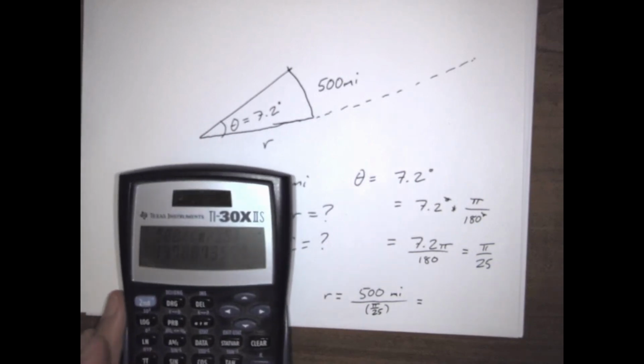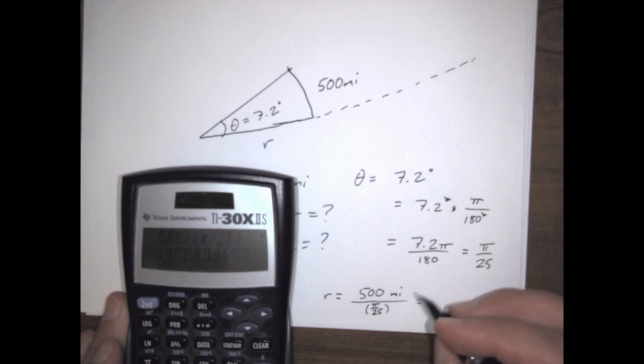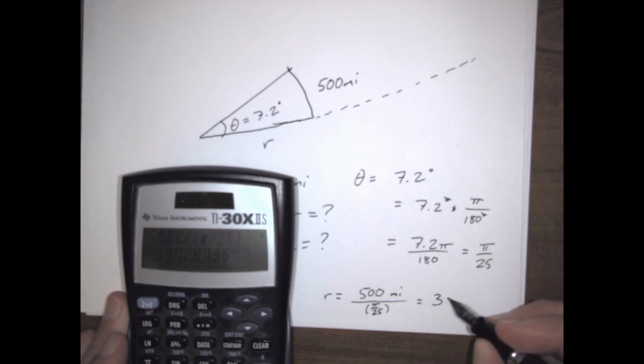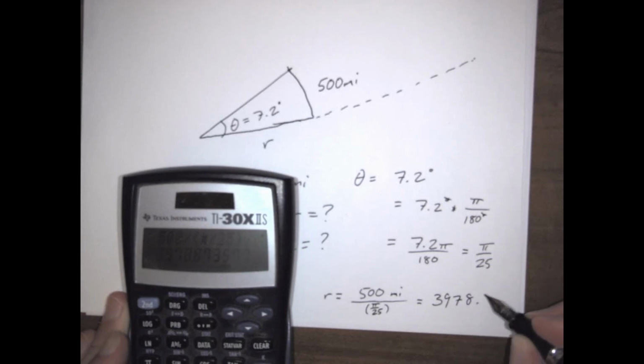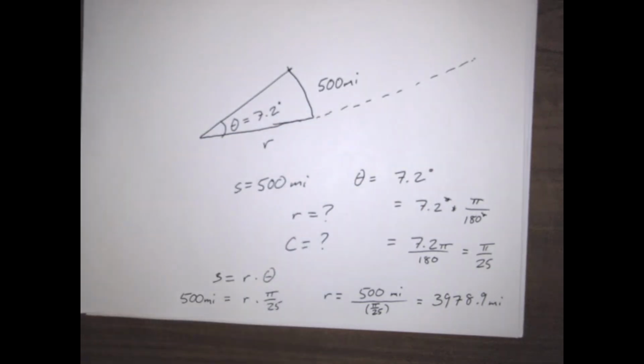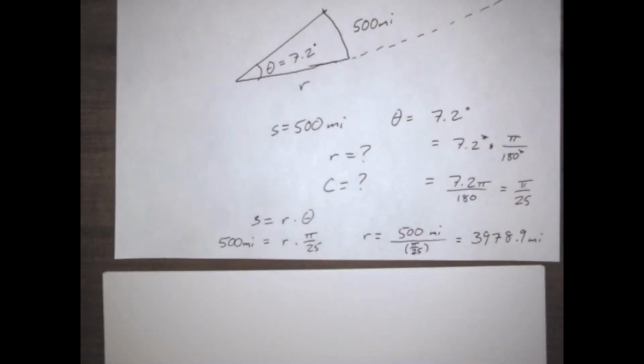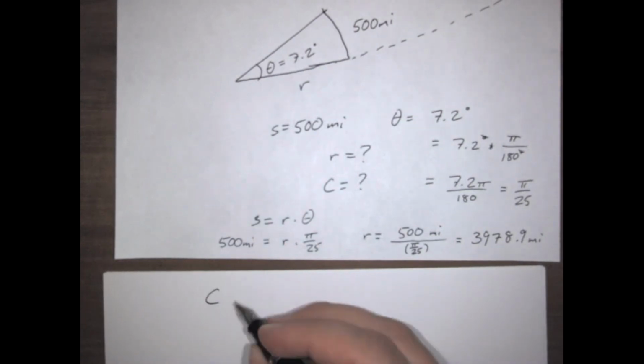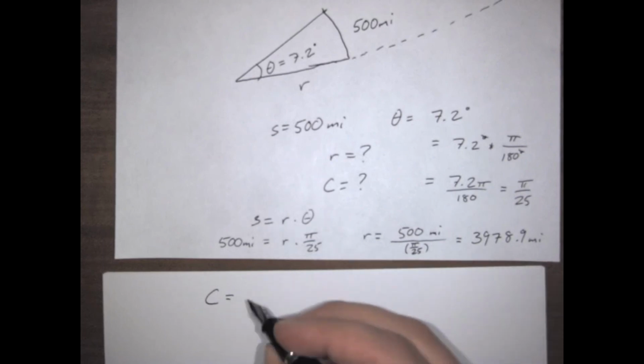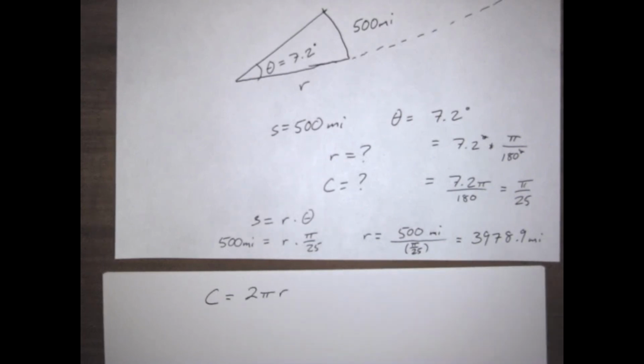And what do we get? We get 3978.9, let's say. Which, by the way, happens to be basically the exact figure that turns out the radius of the Earth actually is. It's 3979 miles. But the question didn't ask about the radius, it asked about the circumference. And what is the circumference? It is 2 pi radius.